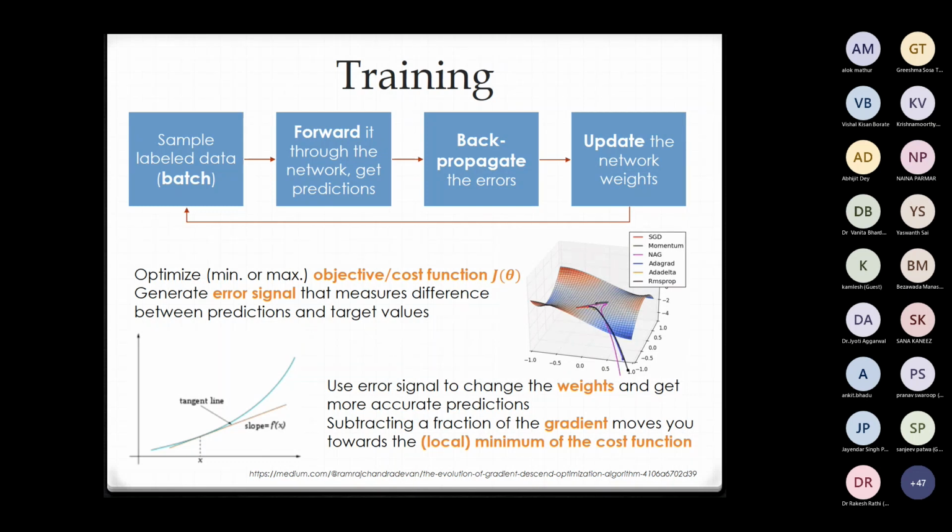First of all, we take the sample label data. This label data is called a batch. We can call it a batch simply. This batch system, we can send to the forward pass through the network input value, the input parameter. This input parameter is called the network.